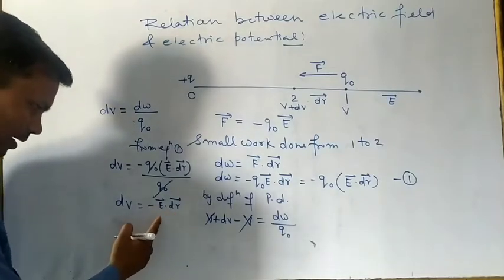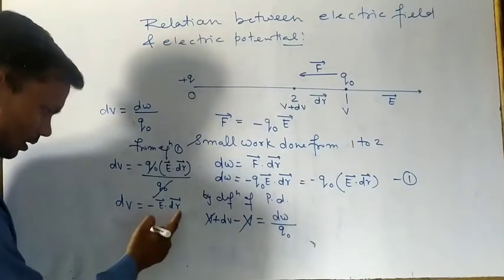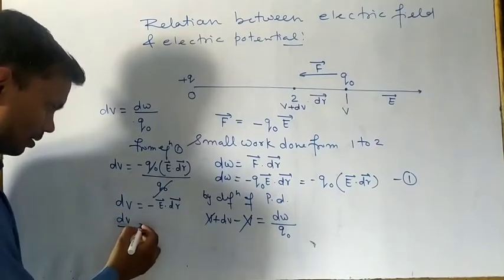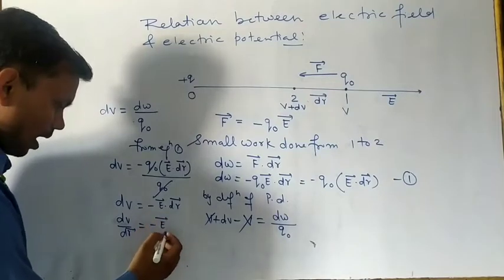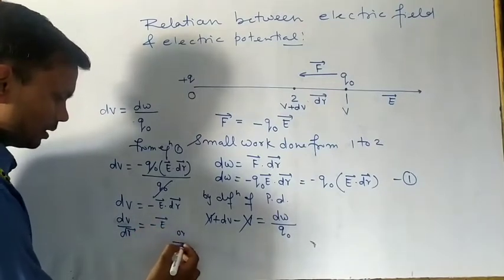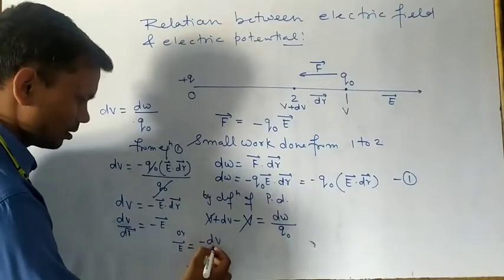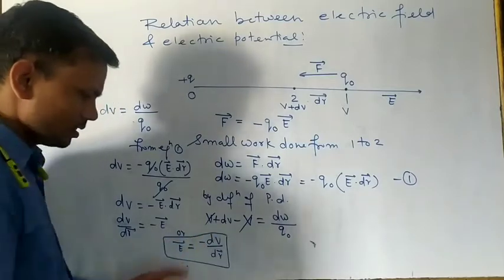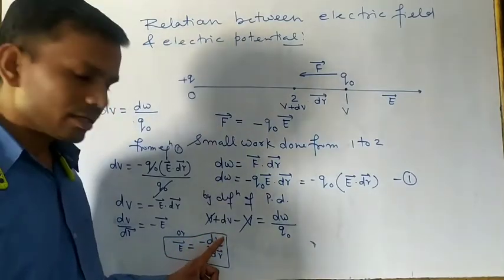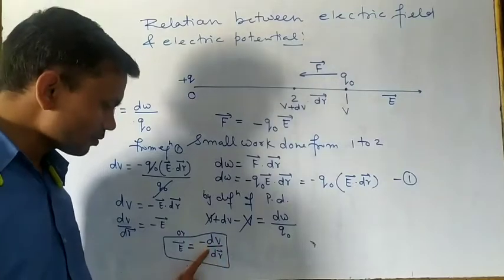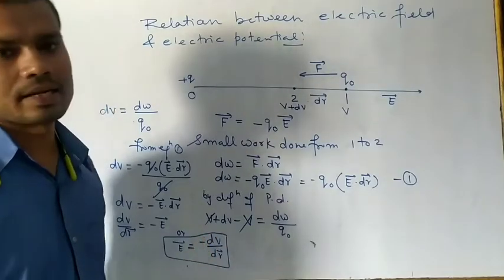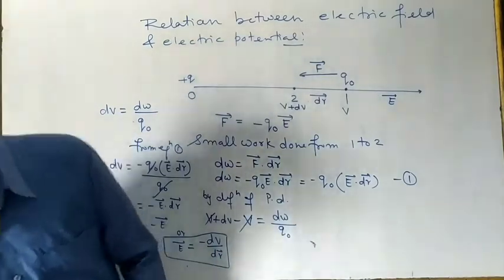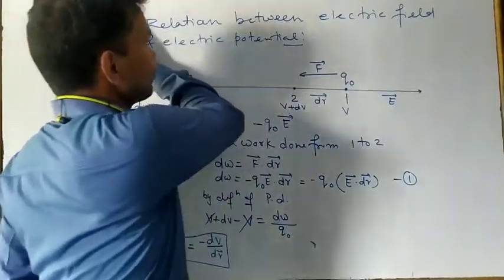Or we can write vector E is equal to minus dV by vector dr. Here you have to see that the change of electric potential with respect to distance is known as the potential gradient. So this quantity, here you have to see in magnitude. Now this portion we are going to run.